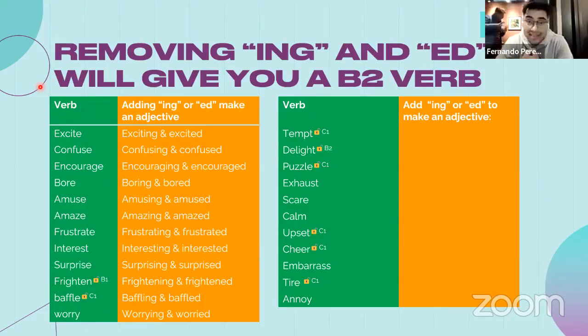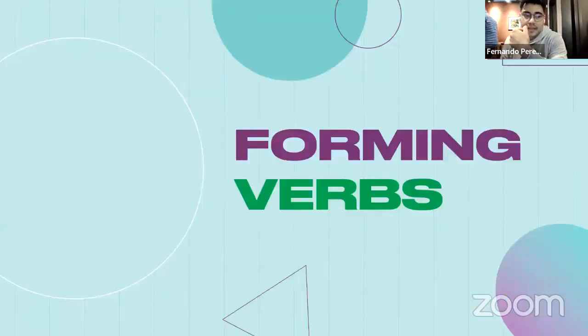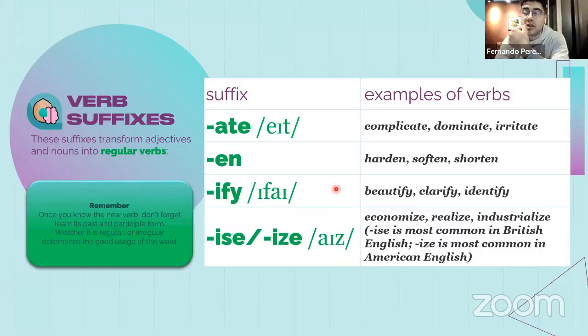You are going to do some exams. You are going to detect if you are using a verb or an adjective. You're going to use different strategies to understand which is the most appropriate word according to the context. Okay. Together with this, we started checking forming verbs. And this topic was covered with the introduction to suffixes and prefixes.